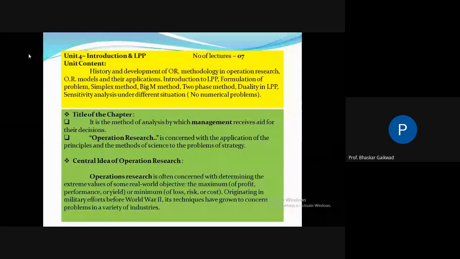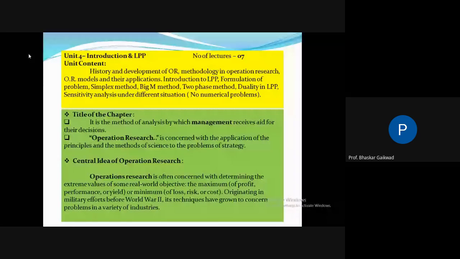advertising budget. Suppose so many things are there and advertising is there. So in order to solve the problem of advertising and our selling, means revenue generation and advertising, these correlation problems we can solve by OR.